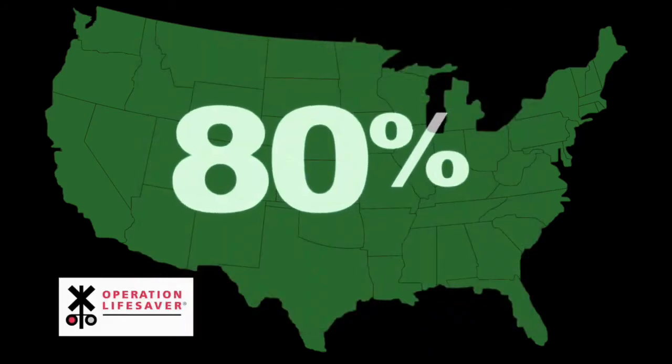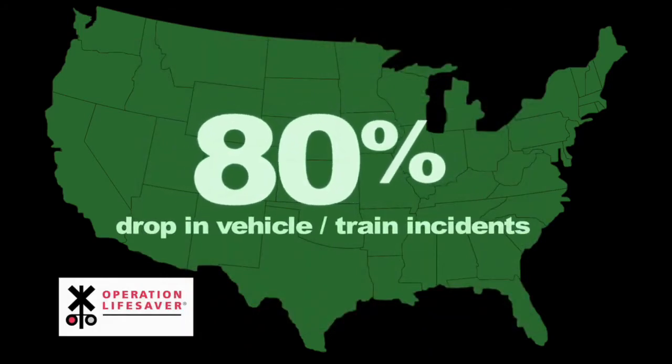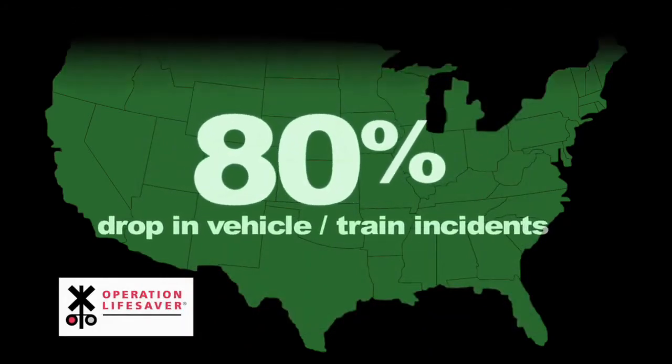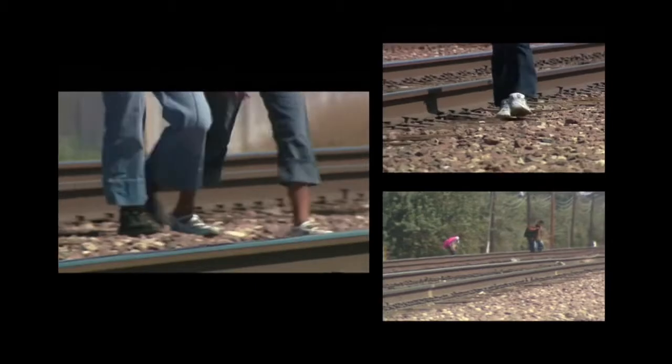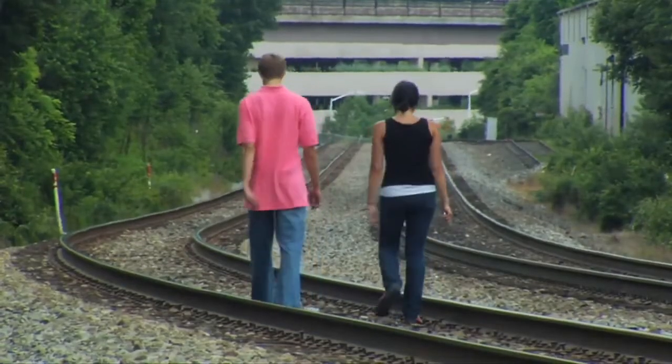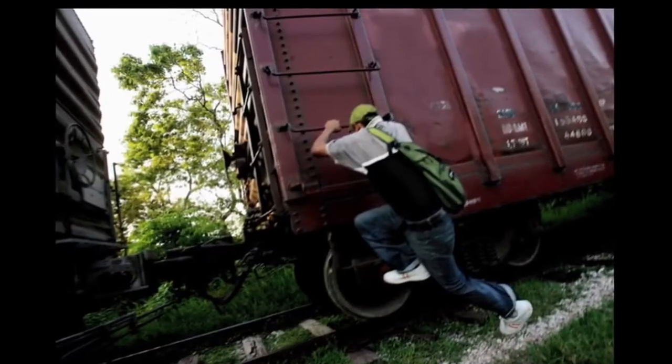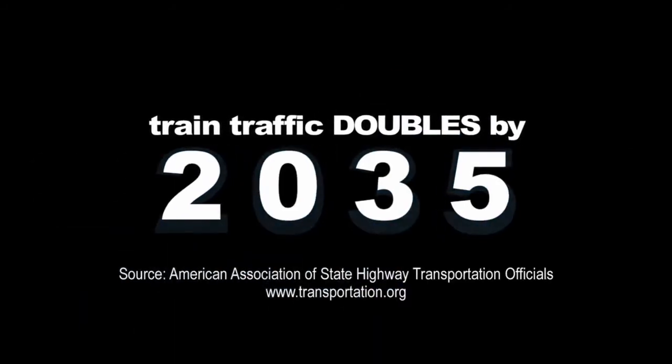We've seen an 80% drop in vehicle train incidents since Operation Lifesaver began its work. But there are challenges on the horizon. There are more injuries and fatalities involving trespassers than vehicle-train collisions. Trespassers include both people walking on or near the tracks, as well as riding trains illegally. This becomes more crucial as train traffic in America is expected to nearly double by 2035.